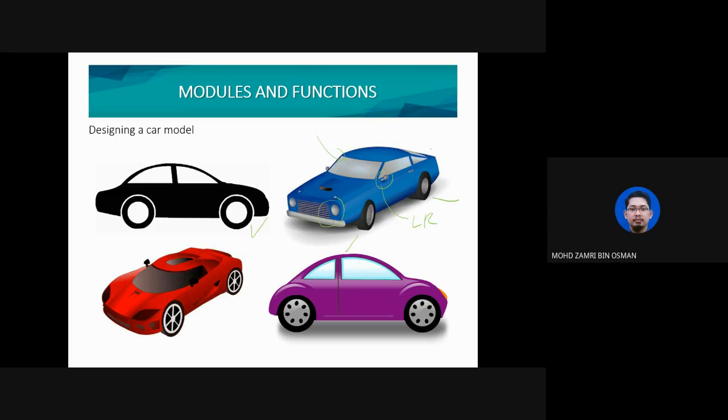What else? We have a bonnet, right? We have a signal, and so on. All of these we can call modules, and each module has specific functions. For example, we have a front tire and a back tire, and they have different specific functions.